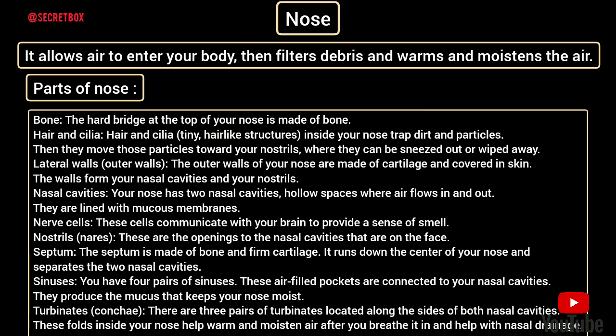Septum. The septum is made of bone and firm cartilage. It runs down the center of your nose and separates the two nasal cavities.